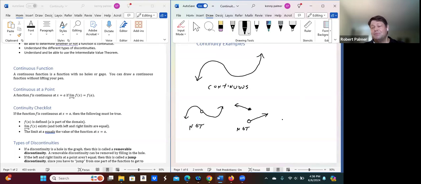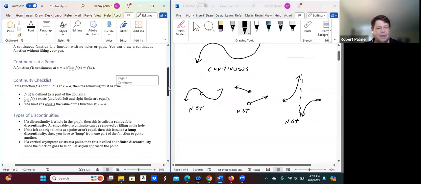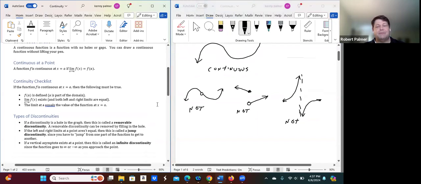And also any place you have an asymptote like this. Let's say you have a vertical asymptote, and the function looks like this. And we've seen, if you learned about rational functions, you've seen functions like this before. This is also not continuous. And these particular functions have common names too. So let's jump in here briefly and talk about types of discontinuities.